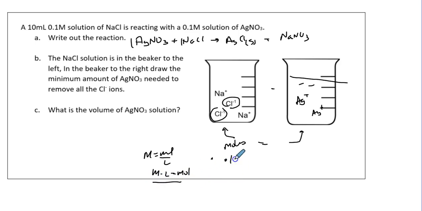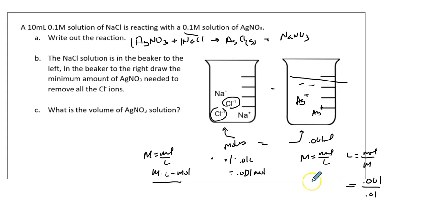Molarity is 0.1 times the volume of 0.01 liters equals 0.001 moles. I need 0.001 moles here too. What would be the corresponding volume with the same concentration? Molarity equals moles per liter, and I'm looking for the volume, so liters equals moles per molarity. Moles is 0.001, molarity is 0.1, and this gives me my answer of 10 milliliters or 0.01 liters.